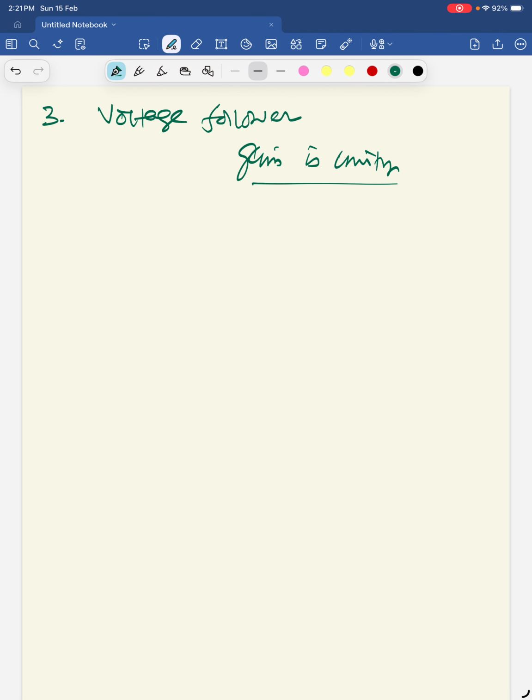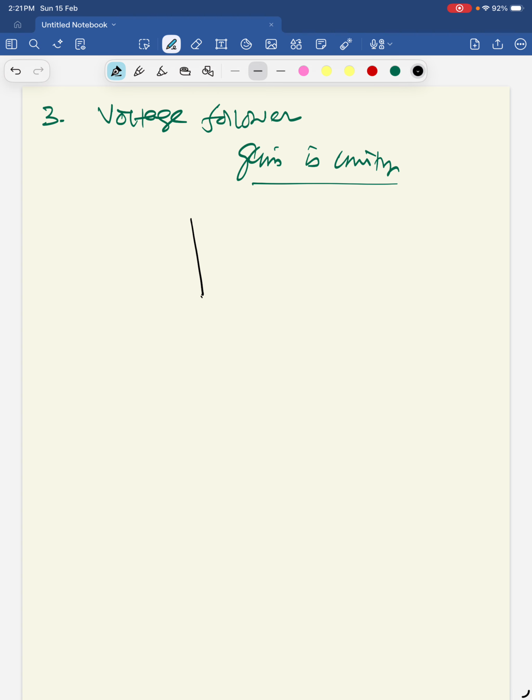Now we will discuss the voltage follower. Number 3, voltage follower. We heard about the emitter follower in transistors. So simply here, voltage follower. It basically shows that the gain is unity. Gain is unity, this is the most important. There is no amplification. Now we'll draw the circuit first.